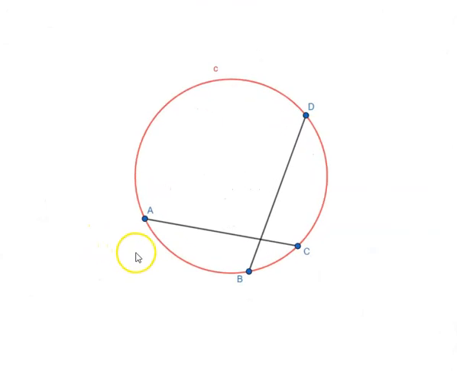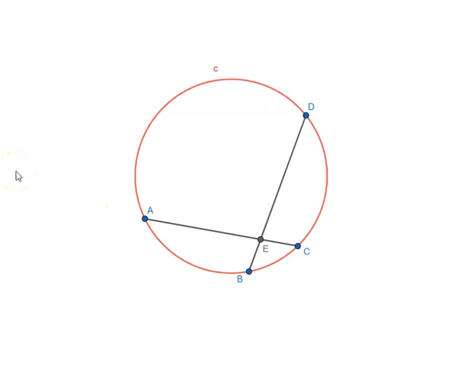Now let us look at the second case. Here these line segments are not passing through the center, right? And they are intersecting at this point E, which is cutting AC into two unequal parts. And similarly, E is cutting the line segment BD into two unequal parts. So here we have to again show that AE by EC is equal to BE by DE.